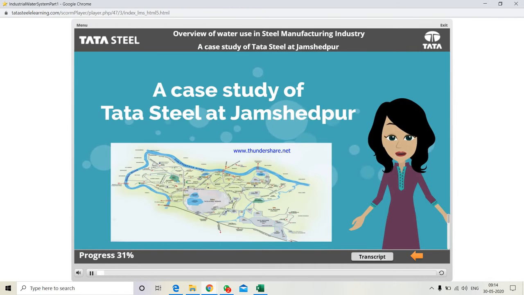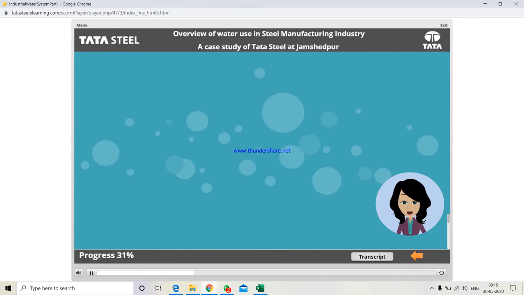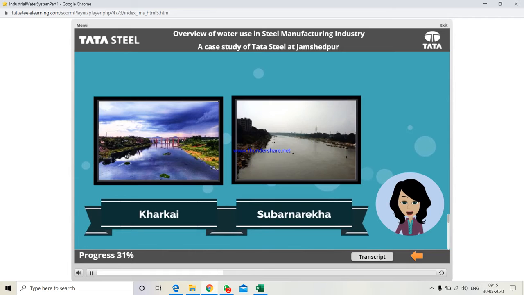Tata Steel at Jamshedpur has a location advantage when it comes to availability of water. There are water bodies around which are an abundant source of water. The location of Tata Steel at Jamshedpur was chosen between Kharkai and Suvarnalekha rivers due to availability of water.